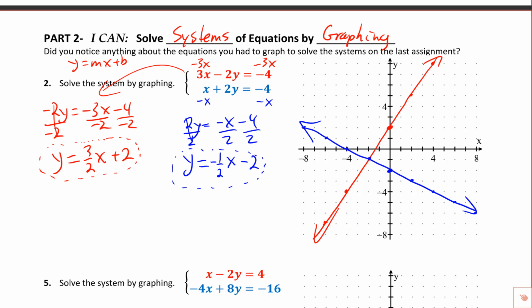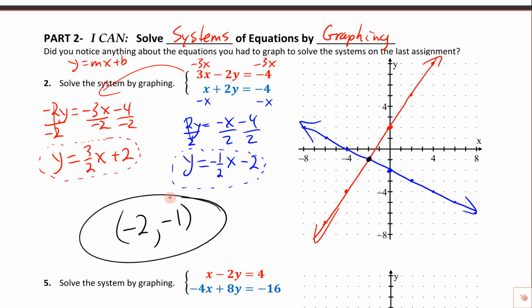So we're going to go ahead and write down the point. Again, we're going to write it down as an ordered pair. I'm going to put a big fat dot right there, and this would be back 2. So the x would be negative 2 and the y would be negative 1. Okay? So there's the solution right there.